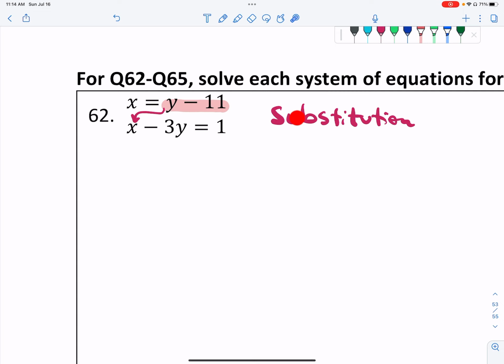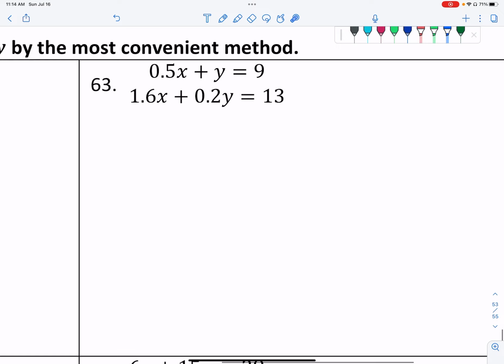Now remember, for substitution, whenever you do it, make sure you take this quantity and put it into the other equation. If you stick it back into the same equation, then everything is going to cancel out and you're going to get 0 equals 0, which is true, but it's not terribly helpful. Okay, so substitution on this one, probably the best way to go. Can you do elimination? Sure you can, but I think the substitution is even easier. Over here on number 63.